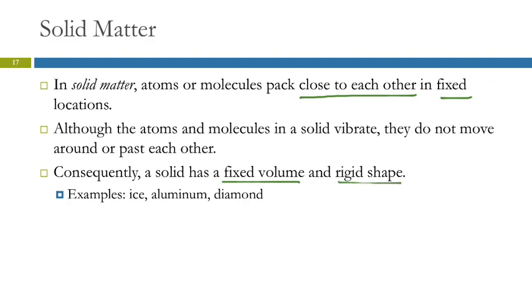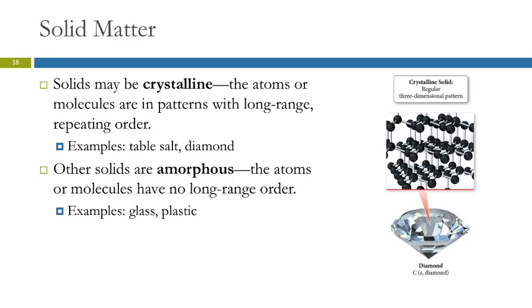Solids do not change their shape. They do not change their volume when you move them from one container to another. We can divide solids into two broad categories as well, crystalline solids or amorphous solids. In a crystalline solid, we have patterns. So this diamond is a crystalline solid. The carbon atoms in here are arranged in a very specific pattern, and that pattern extends in 3 dimensions.